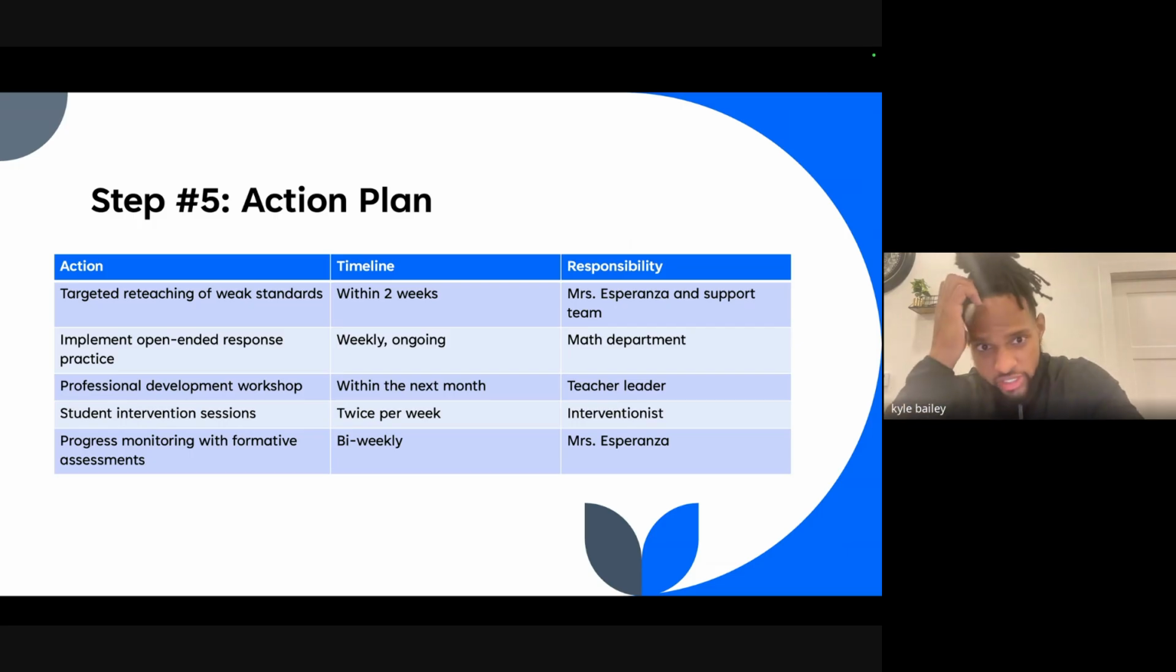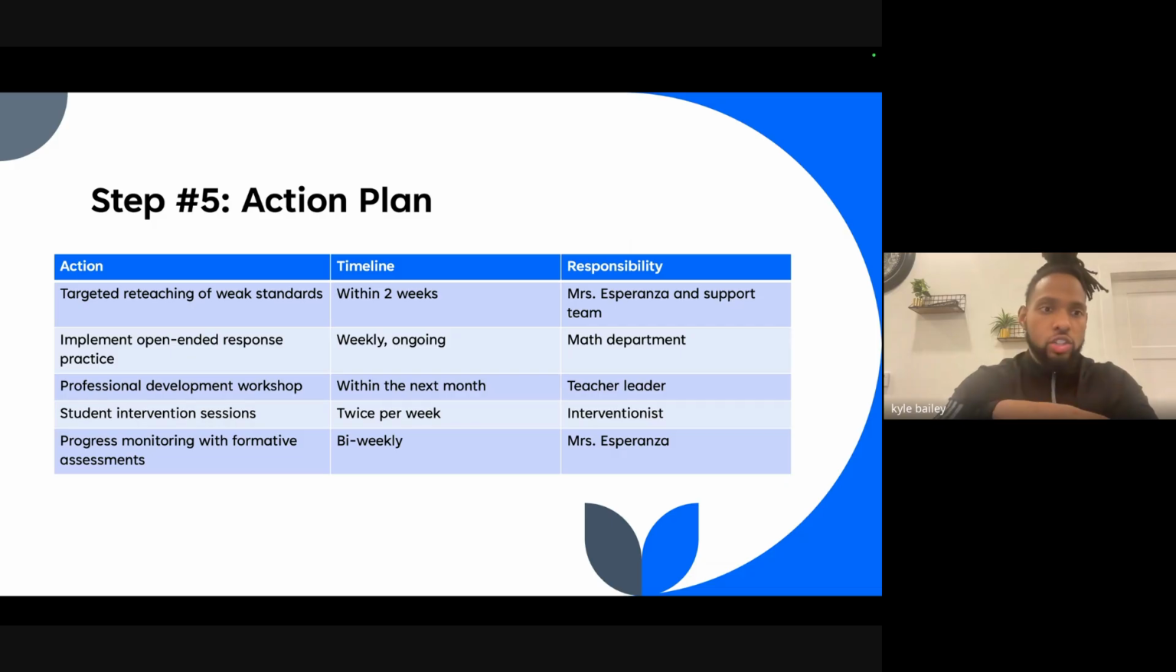So lastly, I think we just got to find out an action plan. With an action plan, the first thing I think we should do is targeting and reteaching for the weak standards. Those weak standards we kept seeing, linear equations, open-ended equations, we need to target those things. I think we should give it a 2-week timeline.